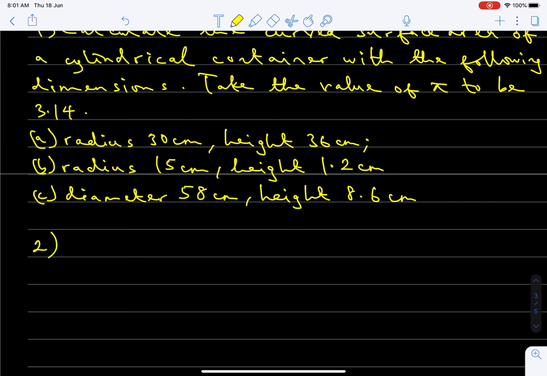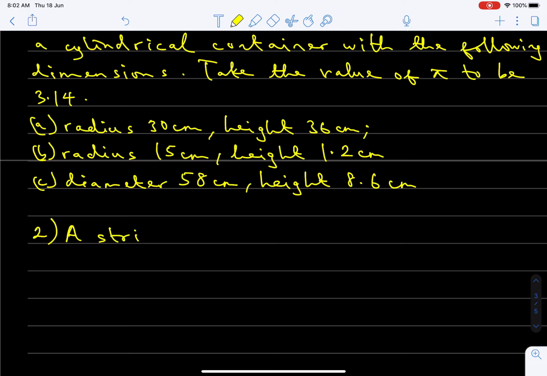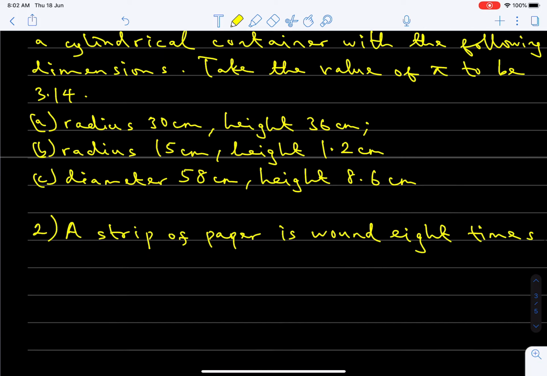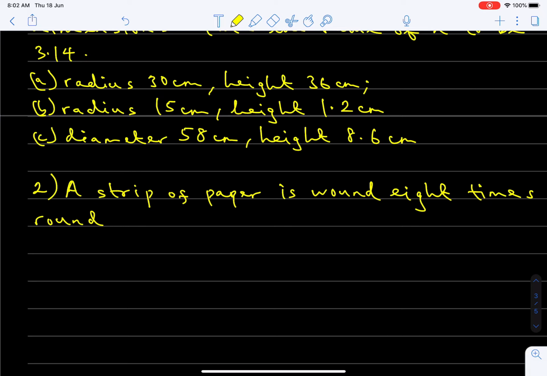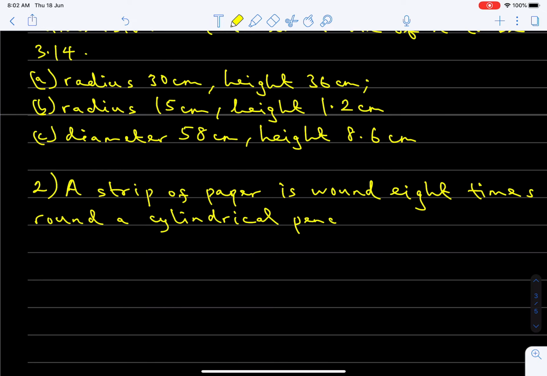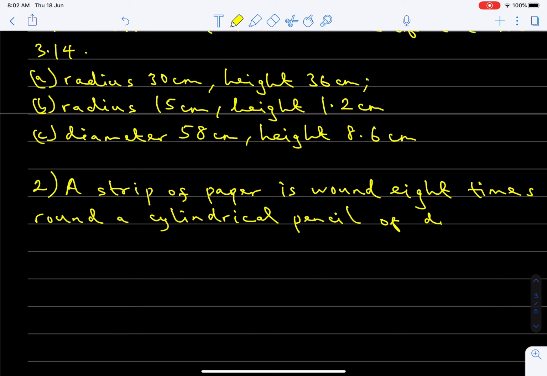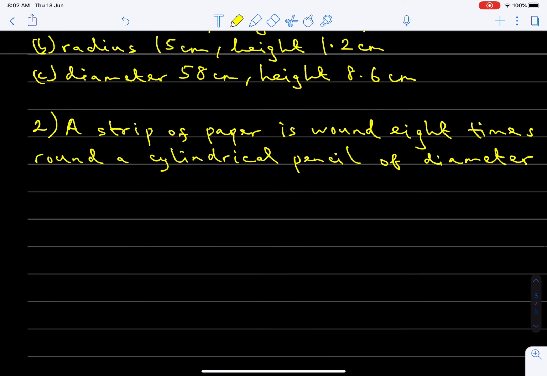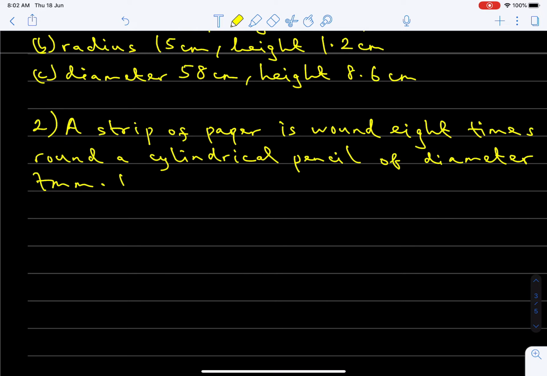Now number 2, question 2. A strip of paper is wound 8 times around a cylindrical pencil of diameter 7 millimeters. This might look a bit tricky, but it's simple.